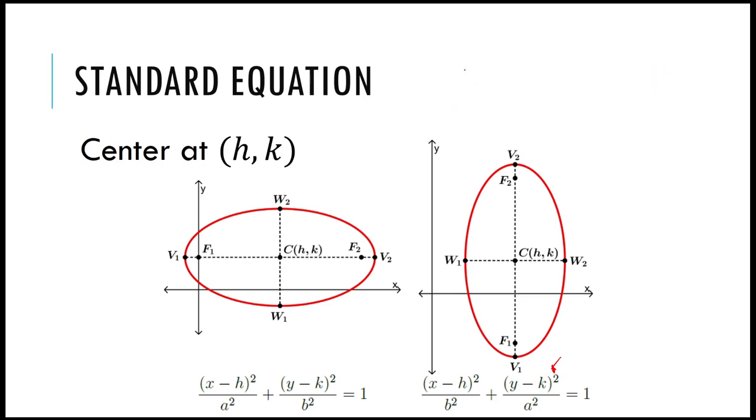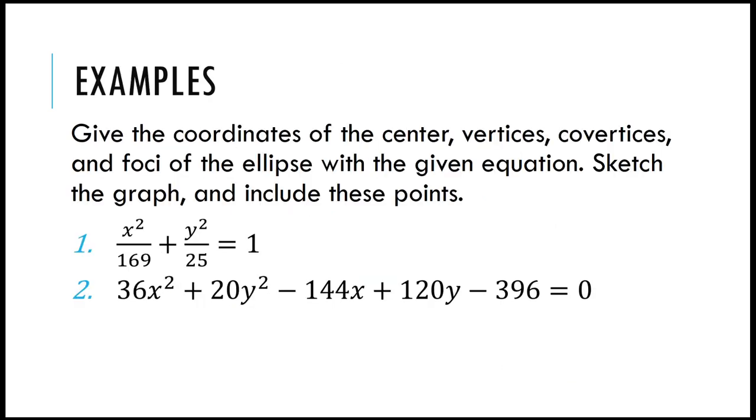Okay, let's try to solve examples. So, I have here two examples only. Give the coordinates of the center, vertices, covertices, and foci of the ellipse with the given equation. Sketch a graph and include these points. Number one, as you can see, x squared all over 169 plus y squared all over 25 equals 1. And number two, okay, wala tayong problema sa number one. Konting rewriting lang, naka-standard form na siya. And number 2, naka-general equation siya for conics.